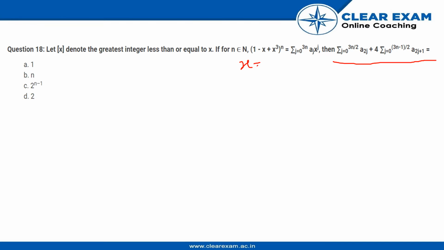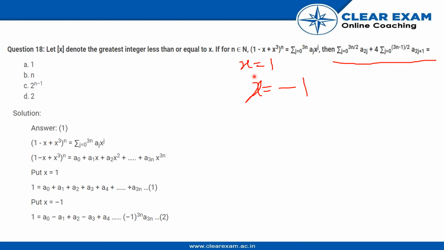What we will do is put x equal to 1 to get all the values positive, because if x is equal to 1, 1 raised to anything becomes 1 no matter what. But if we take x equal to minus 1, we will get some terms with a negative sign and some terms with a positive sign. So if we take these two cases, we have x equal to 1. This is the summation expansion, and if we put x equal to 1, we have 1 equal to a naught plus all the terms, and all these terms are positive. If I put x equal to minus 1, we can see that the even terms are positive and the odd terms are negative.